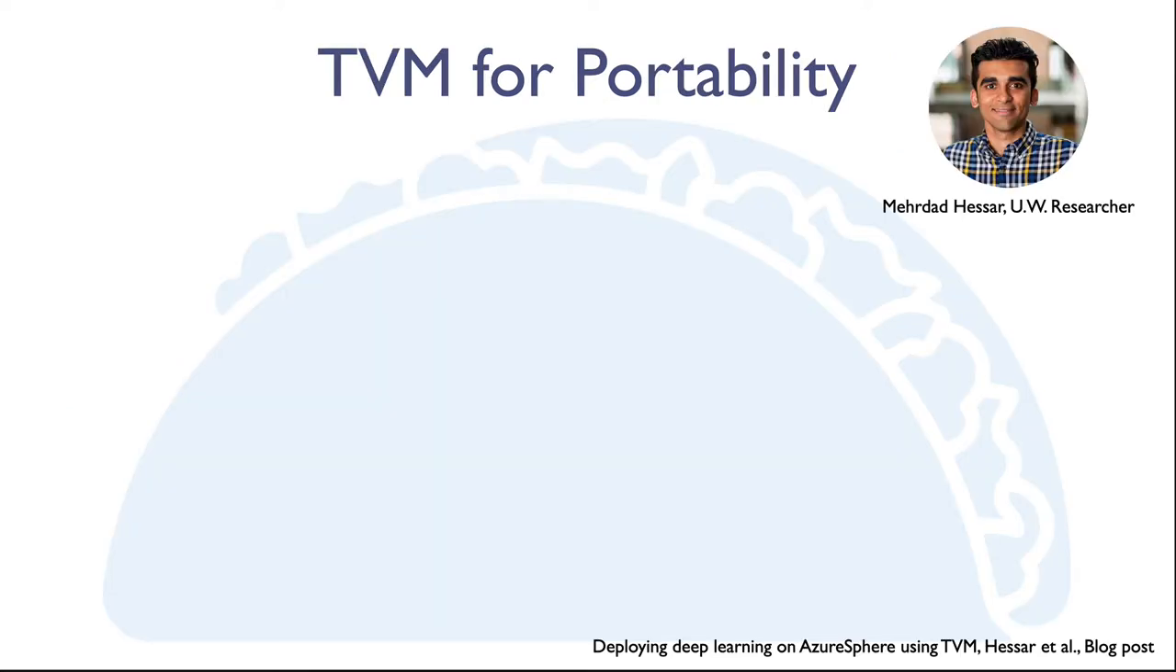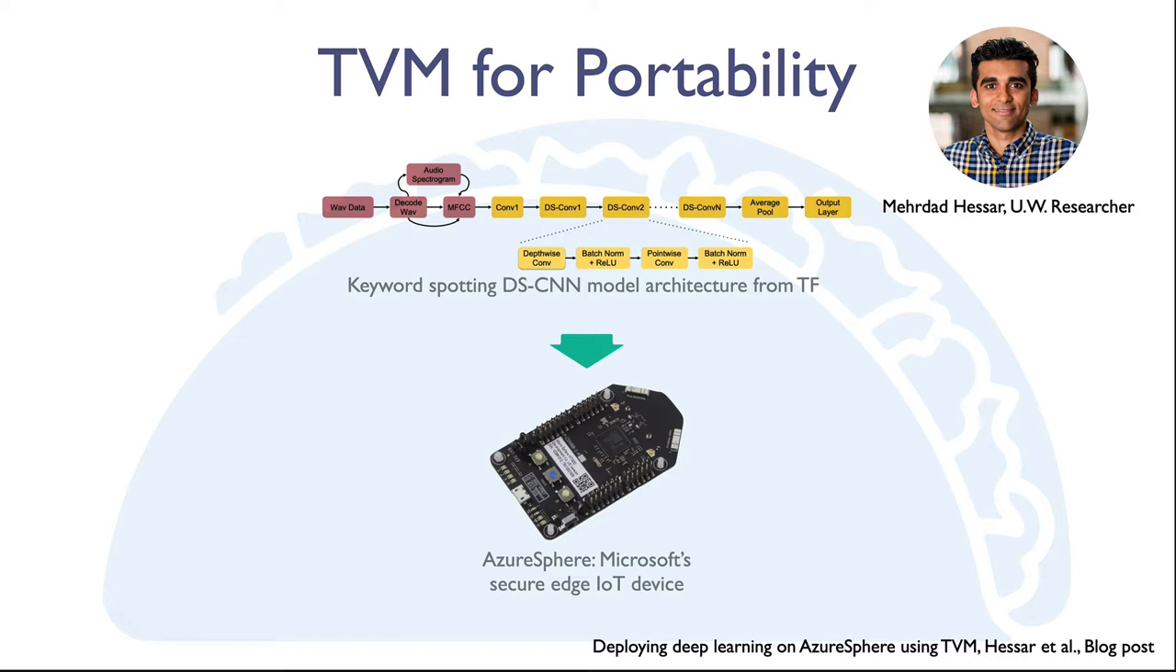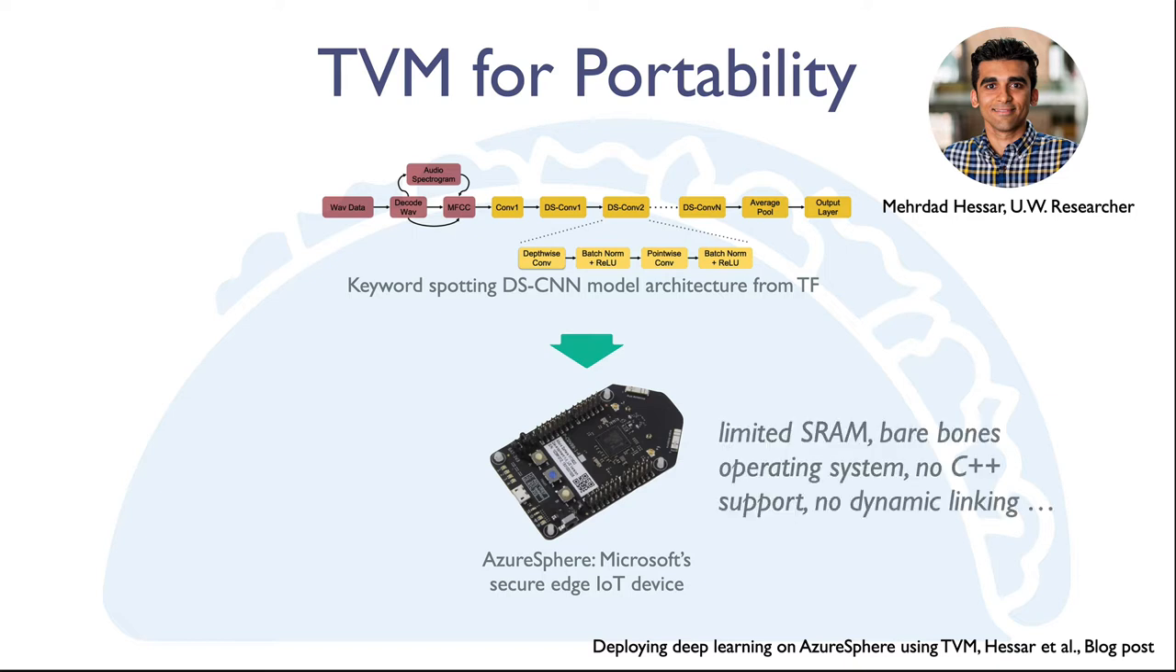Okay, so let's talk about our first use case. Merdad Asar, a University of Washington researcher, needed to take a trained keyword spotting model and deploy it to a fairly unconventional piece of hardware, the Azure Sphere. Now, Azure Sphere is Microsoft's secure edge Internet of Things device. It has limited SRAM, bare bones operating system, and at the time, no C++ support, no dynamic linking. And TVM was able to take this model and compile it to this new architecture.